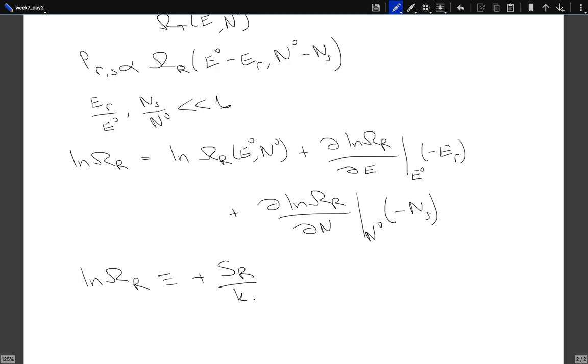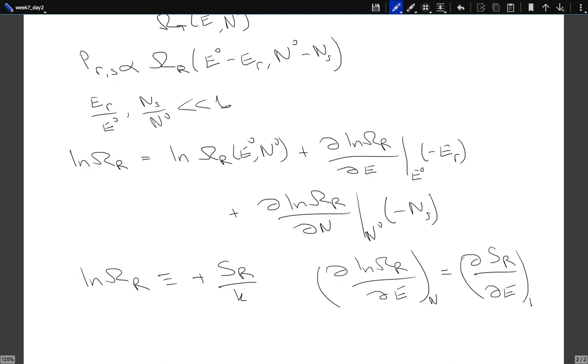So the derivative of the logarithm of omega r with respect to E with constant number of particles is equal to the derivative of S, the entropy of the reservoir, with respect to E at constant number of particles, divided by k, but this is nothing but how we define the temperature. It's the temperature of the reservoir, but since we are assuming that the system is in equilibrium with the reservoir, it's the temperature of my system also. So this is 1 over kT.